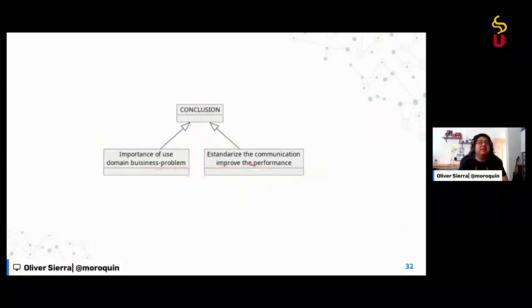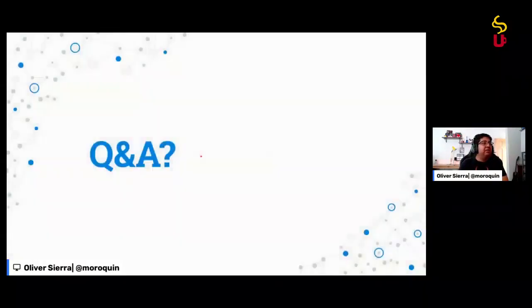Then the other thing is standardizing the communication and improving the performance of our team, and we can create cleaner, better, more cohesive code, and we can see in a good way whether our coupling is okay. I think it helps us have better communication in our team, and the documentation is also very easy to do. And that's my talk. I don't know if I spoke too fast.